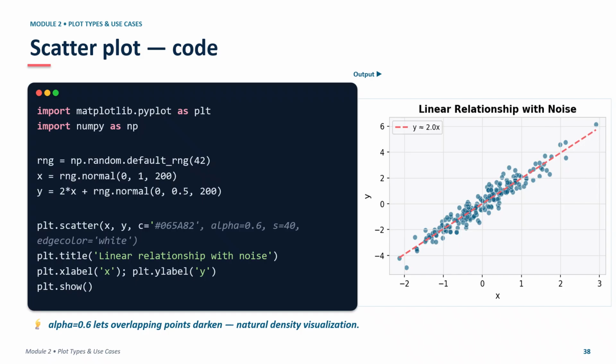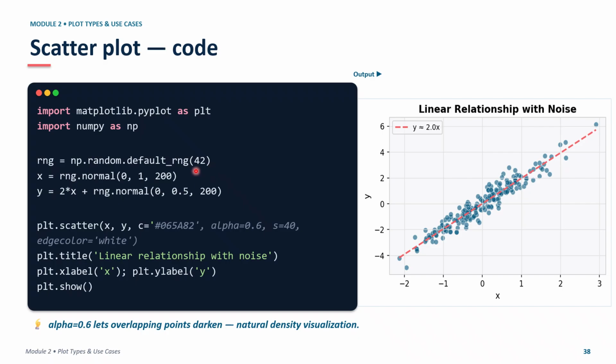And let us look into the code of the scatter plot. First, let us import the matplotlib library and numpy as np. Now let us move on. rng is a variable, and I am going to use numpy.random.default_rng. It is a random number generator, and this creates random numbers with a seed value of 42.